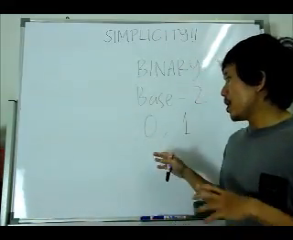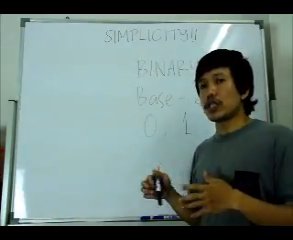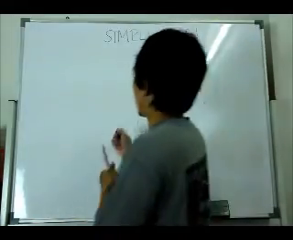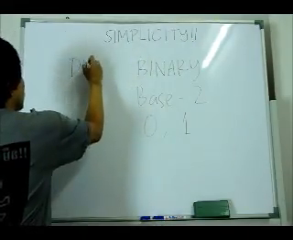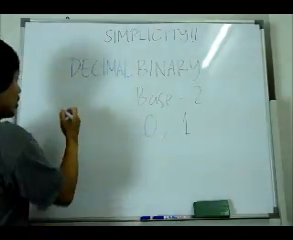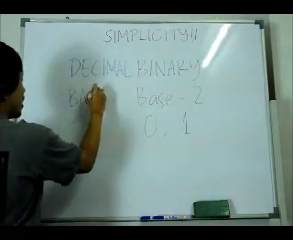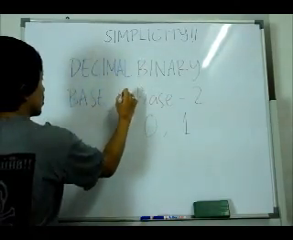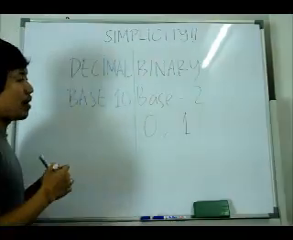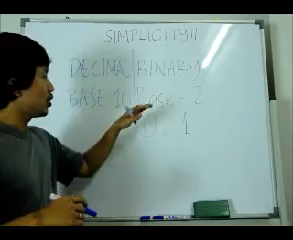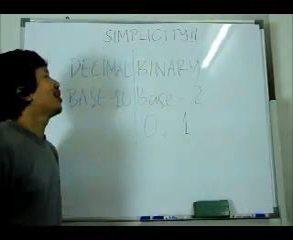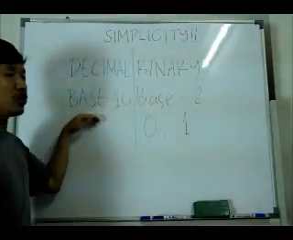Now, because we are very much used to the system called decimal, or otherwise known as base 10, we might find that base 2 is a bit hard to understand. Base 10, hard to understand. Why? Because we are so used to this system.